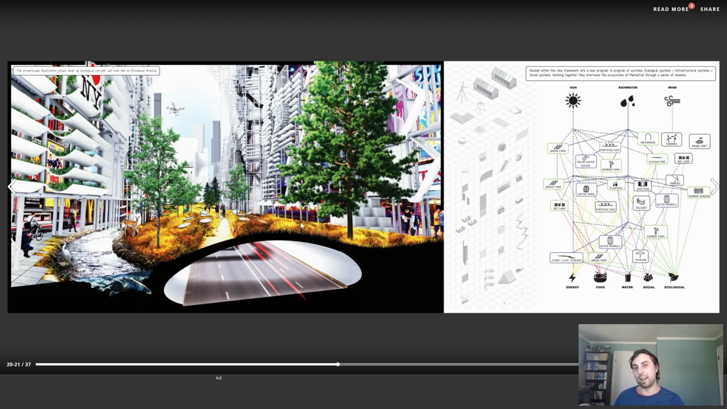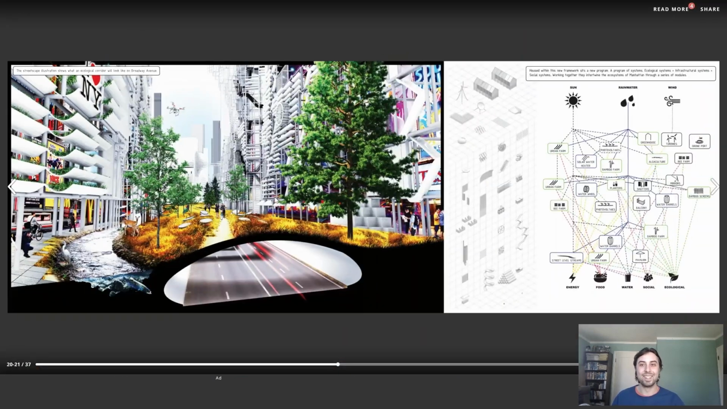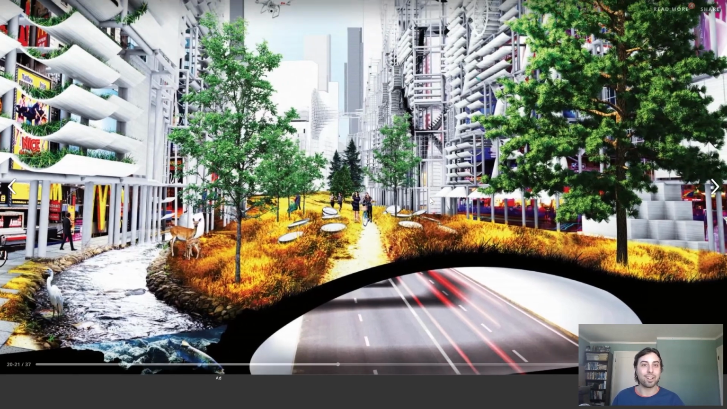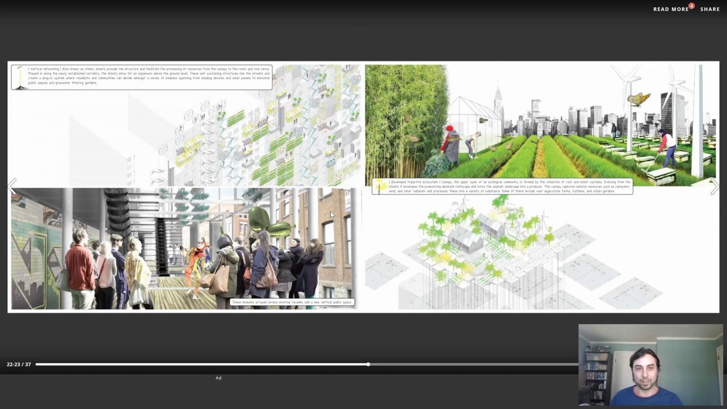You can see already how theoretical this is, right? This is straight up Broadway, right? I think, yeah, Broadway Avenue. There we go. Broadway Avenue with deer, fish, deer, hiking trails, beautiful. I don't know how feasible it is. I'm just an architect, I don't know that sort of thing. But yeah, this would be amazing. We'll see if this one gets built.